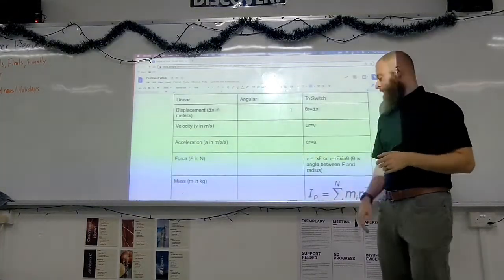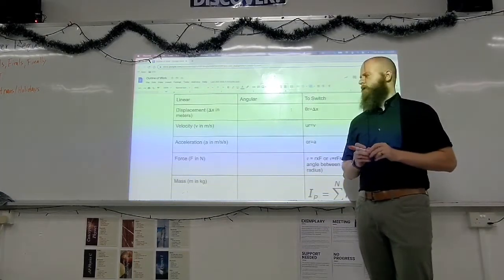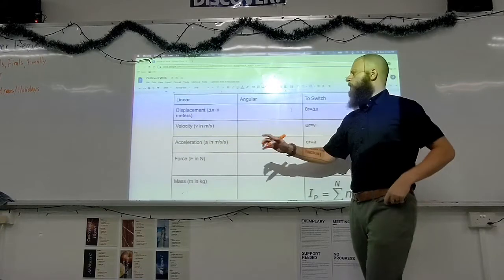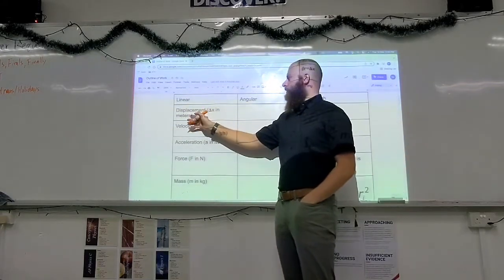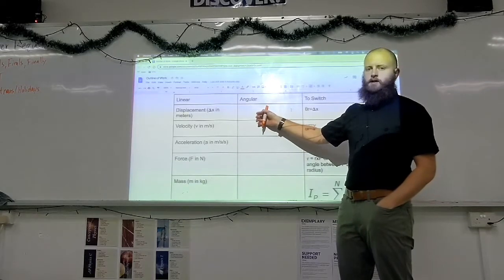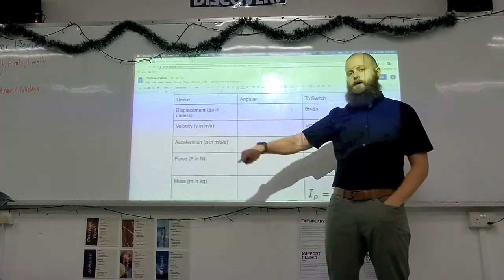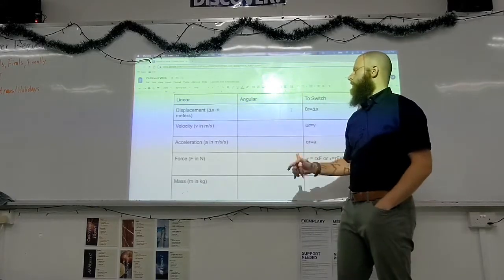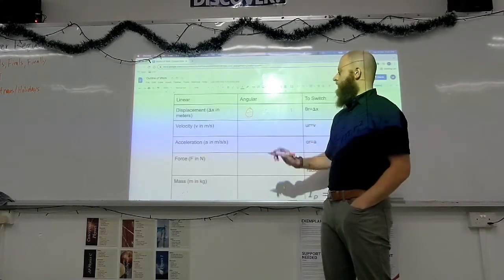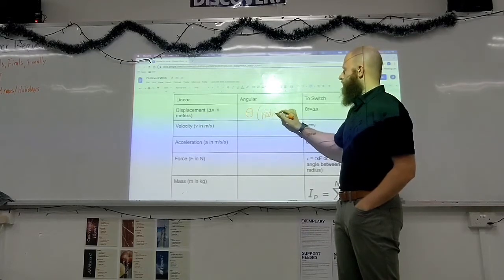So let's go through some of these variables. Some of these may be review because we've seen a little bit of these before, but displacement. Okay, so delta x, what would be the angular version of delta x? Instead of going in a straight line, I'm going in a circle. How do I count that? Yes, so that is theta, and we measure that in radians.